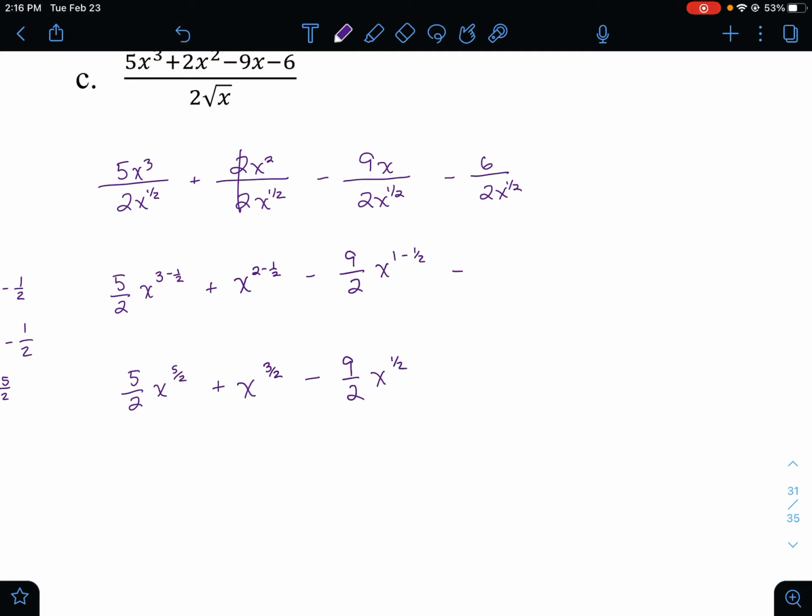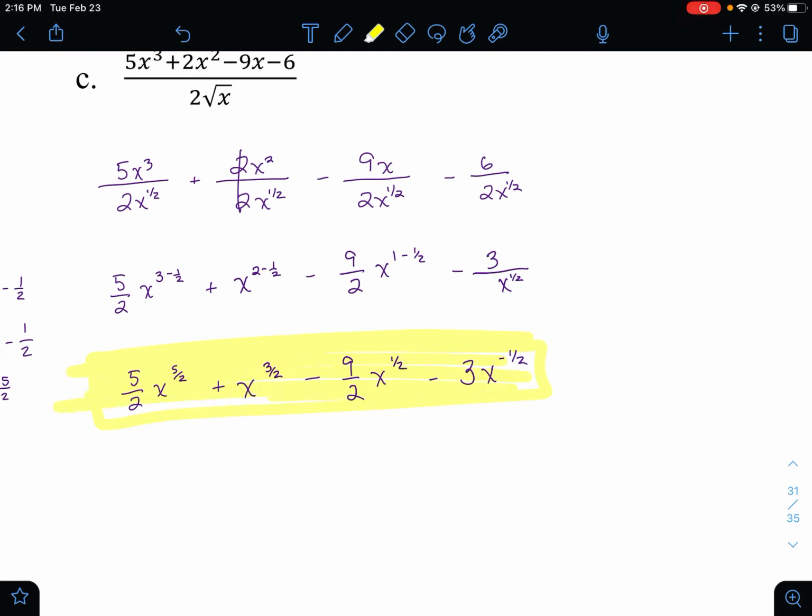6 over 2 reduces to 3, but here's where we have to be careful, because that x to the 1/2 is in the denominator. So we could leave it there, or we could rewrite it as x to the negative 1/2 power, whichever you prefer. And now I'm looking at all of these exponents, because my variables are the same, they're all x's, but all of my exponents are different, which means none of these are like terms. So there's nothing else I can do to simplify this. So we are done.